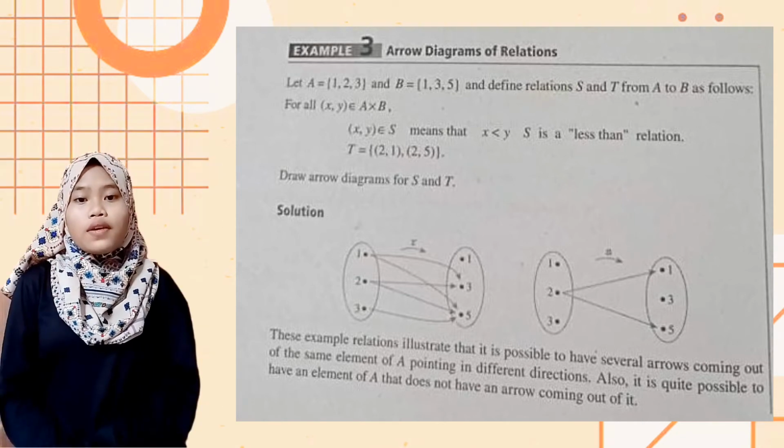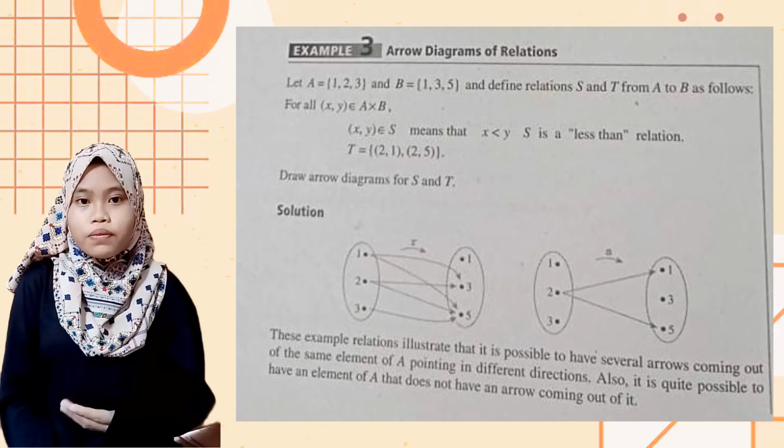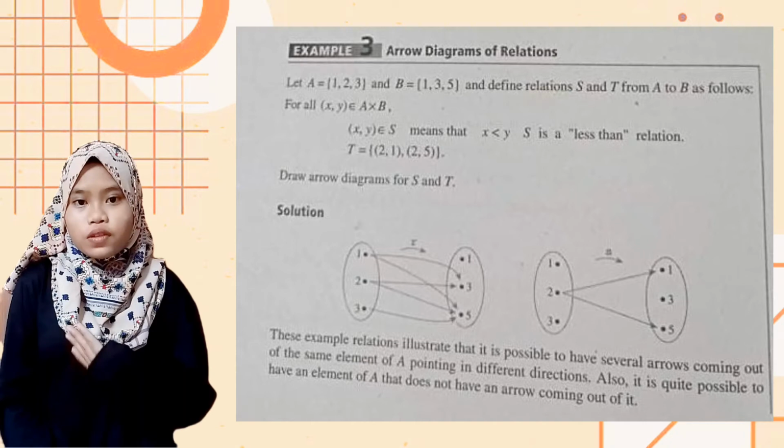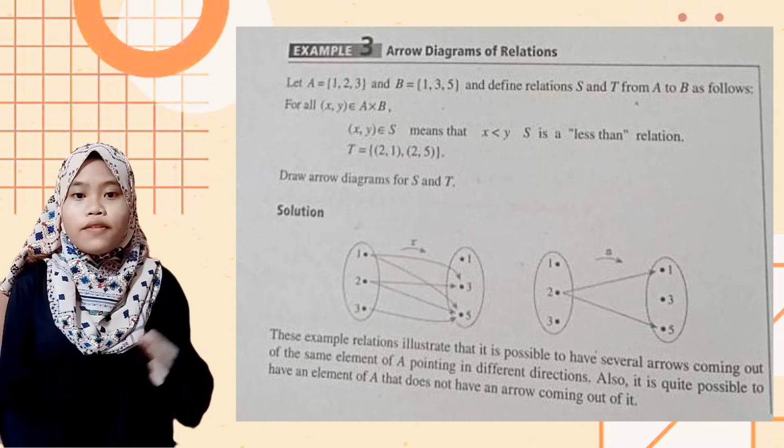So ganon din kay relation T. Ito yung arrow diagram ni relation T. Si 2 ay naka-arrow kay 1 and 5.